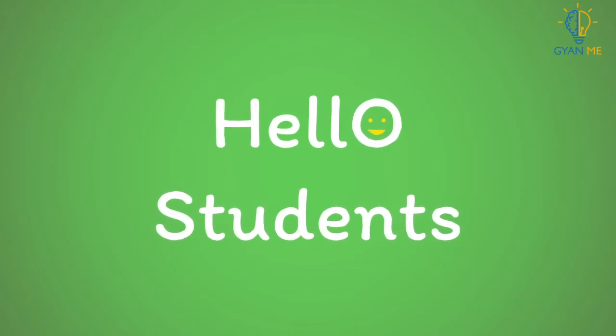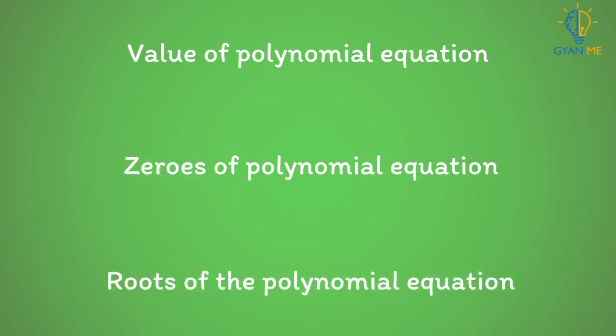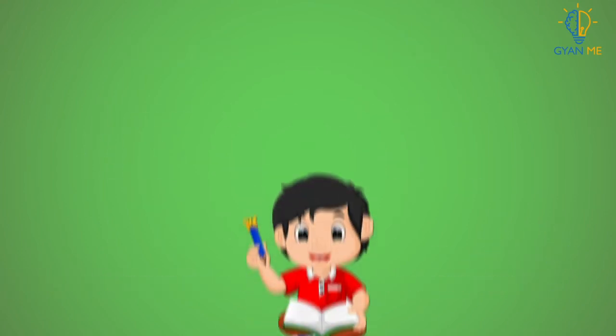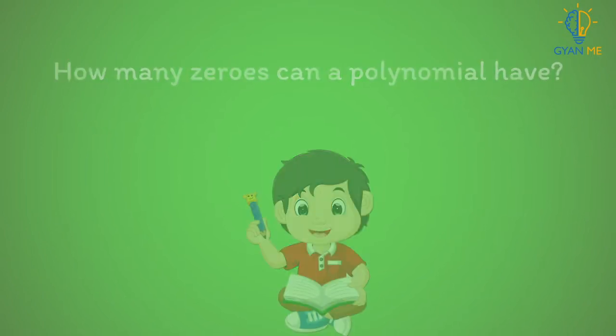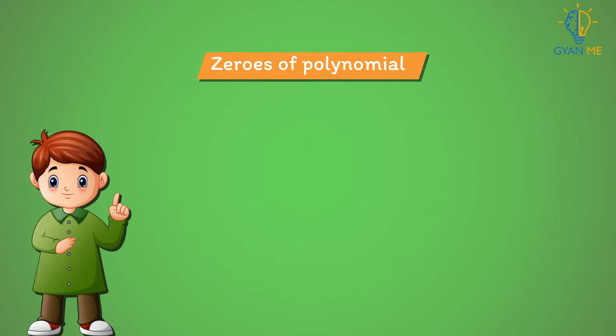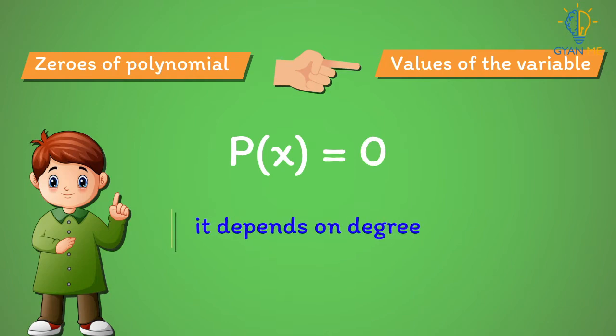Hello students, in the last video we learned the terms value of polynomial, zeros of polynomial and roots of polynomial equation. Today let us find out how many zeros a polynomial can have. Students, recall that the zeros of a polynomial are the values of the variable that make the value of the polynomial equal to 0, which depends on its degree.